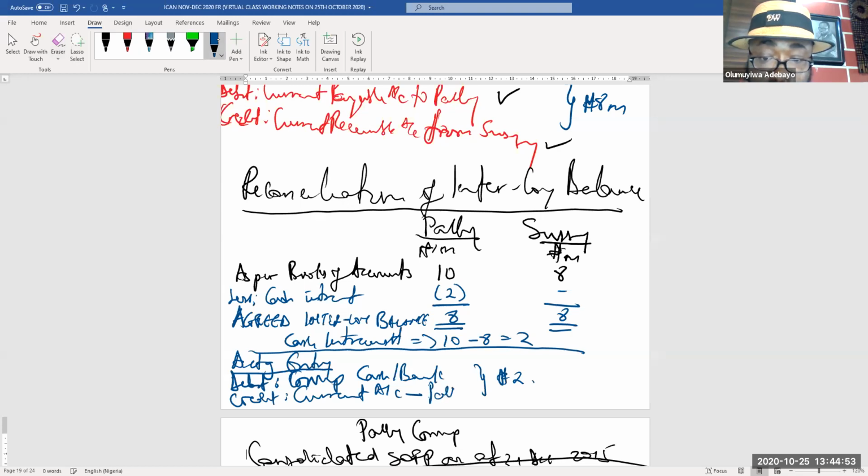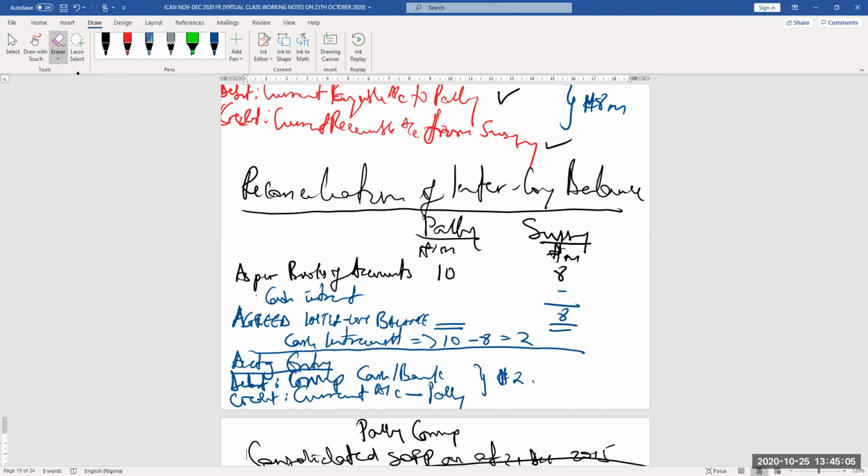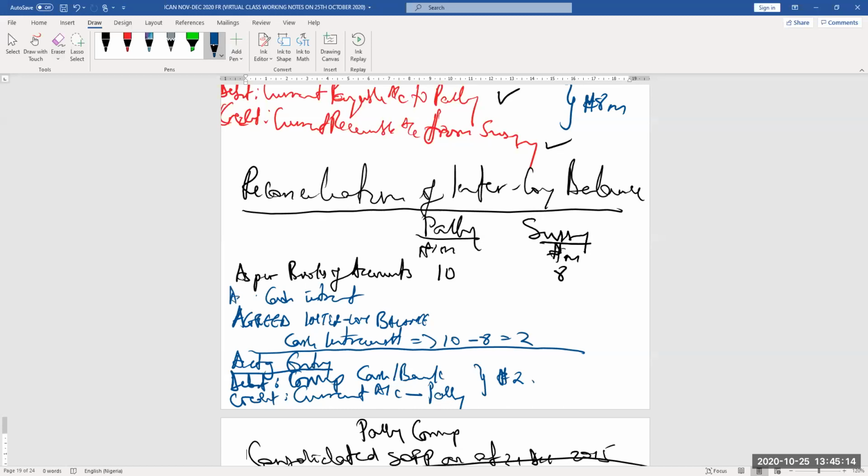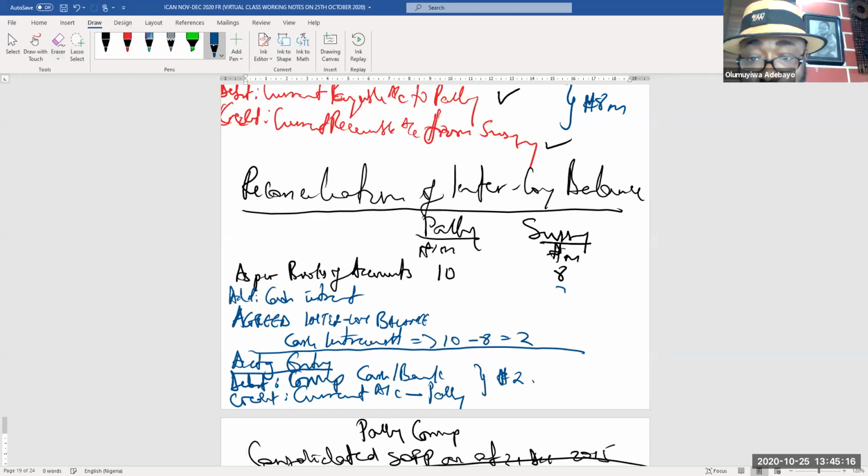Susie, which is receivable, payable to Pali, which means in this case, I'm not going to deduct, or rather add. When I do that, what am I adding? I'm adding the balance of the interest. I'm adding to what? To this account, which shows 10, right?